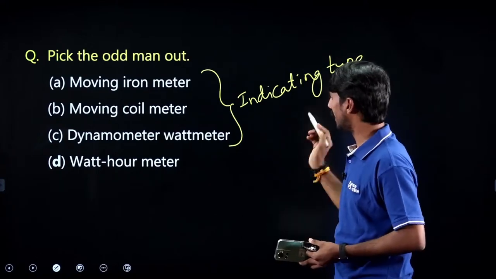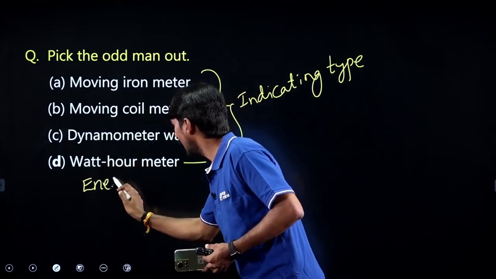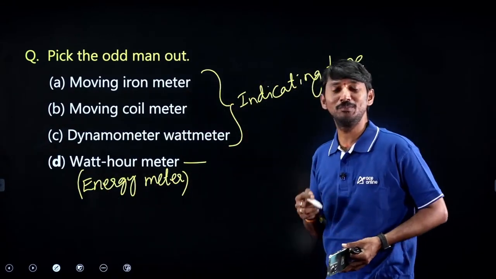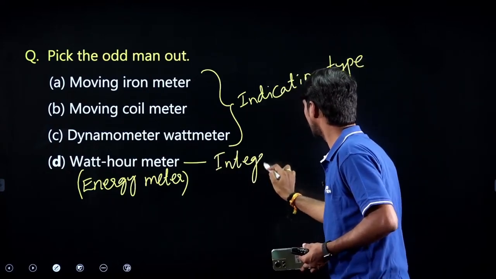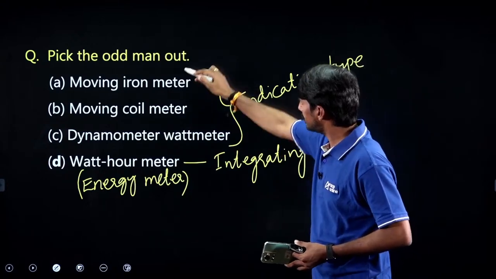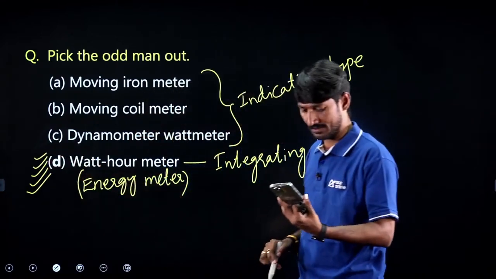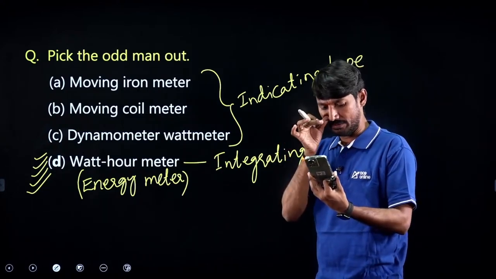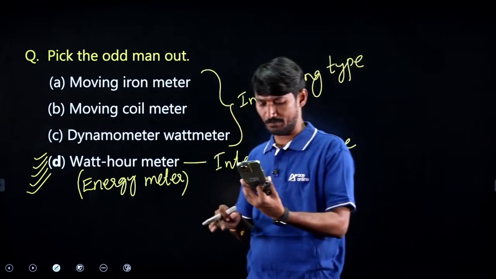But the watt hour meter, watt hour means power into time, means energy meter. Energy meter comes under which category? Integrating type. So these three are one category, and this is the other category. So obviously option D is the answer. Very good. Those who have given the wrong answer need not worry. After comparing with my answer, just correct yourself. That's it.